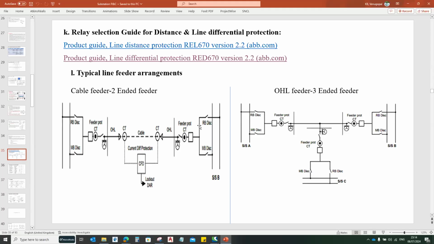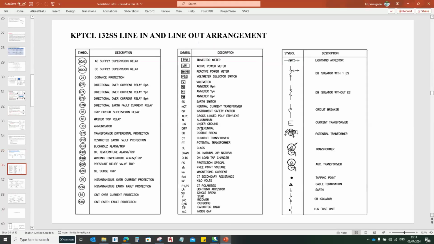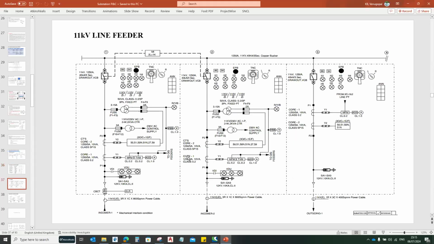So what I will do next is share one of the KPTCL, Karnataka Power Transmission Corporation Limited, 132 kV substations, and I will explain how the single line diagram is built for the substation. In this diagram, we are using the ANSI codes for the symbols of the protection functions, like ATAC, ATDC, AC supervision relay, DC supervision relay, distance protection, and directional overcurrent relay. That is all available in this particular one.